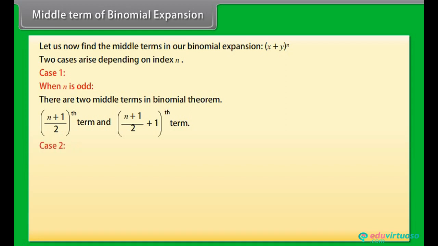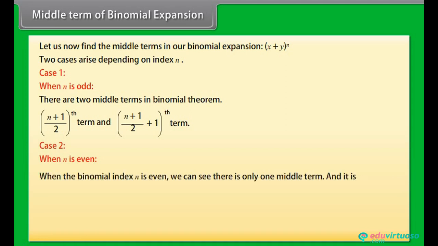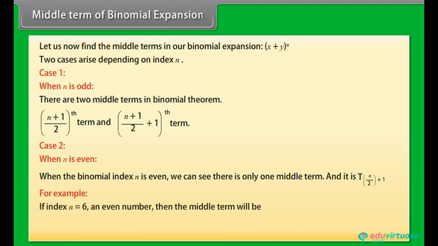Case 2: when n is even. When the binomial index n is even, there is only one middle term, and it is t n by 2 plus 1. For example, if index n is equal to 6, an even number, then the middle term will be t n by 2 plus 1, which is t 6 by 2 plus 1, which is equal to t4.